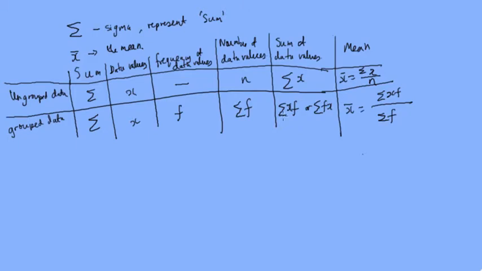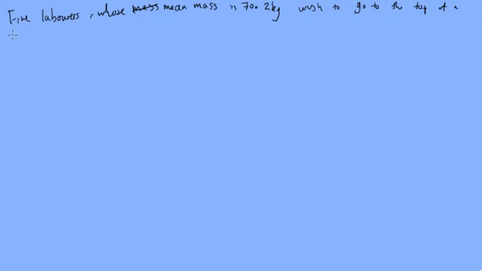So let's look at some examples. First one's quite a simple one. 5 labourers whose mean mass is 70.2 kilograms wish to go to the top of a building in a lift with some cement.